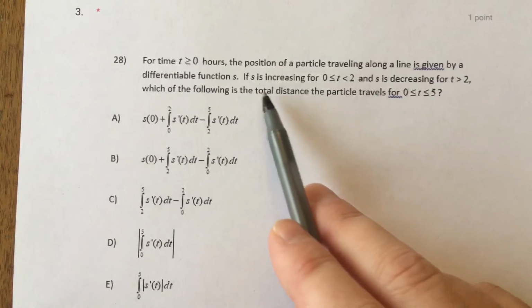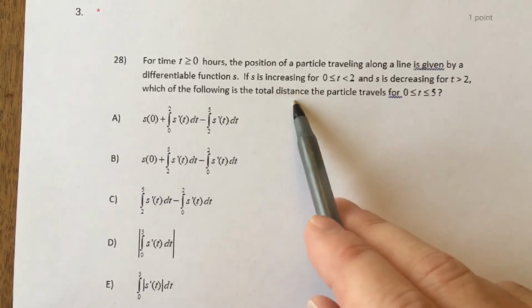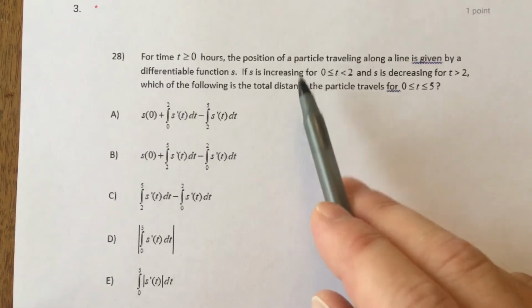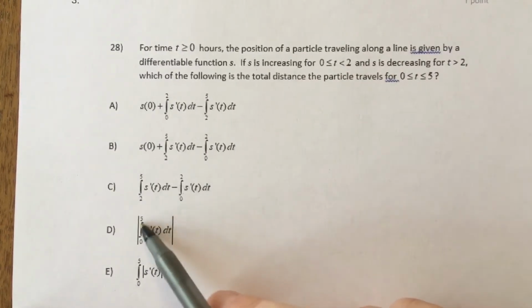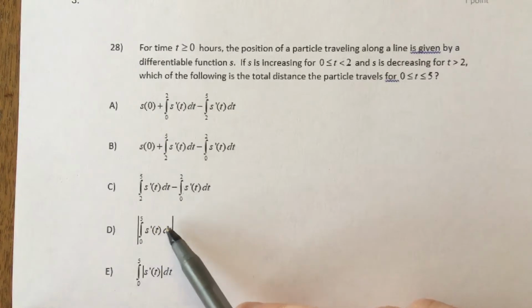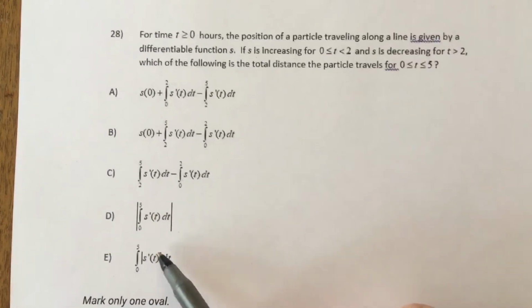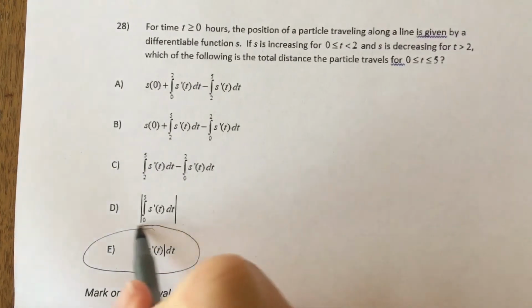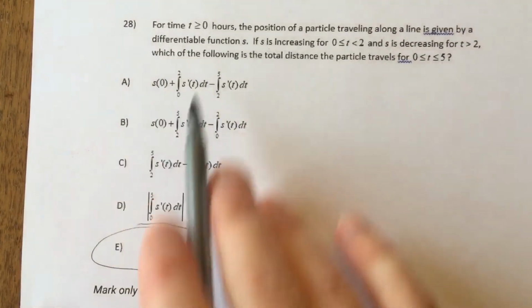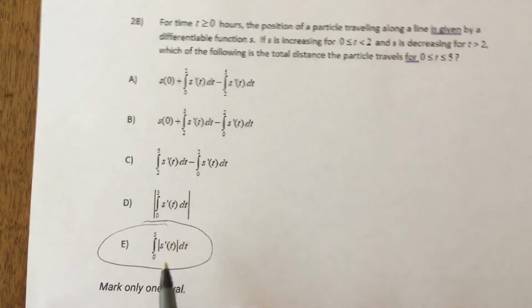We've done enough, hopefully, that as soon as we see total distance, we're thinking absolute value of the velocity. This is the absolute value of the sum. This would be like your absolute value of your displacement, which is not what they're asking. They're asking for the total distance traveled. So E is our choice there. Okay, don't get confused by this other junk. This is what we want right there.